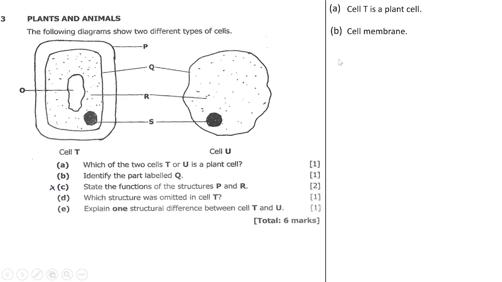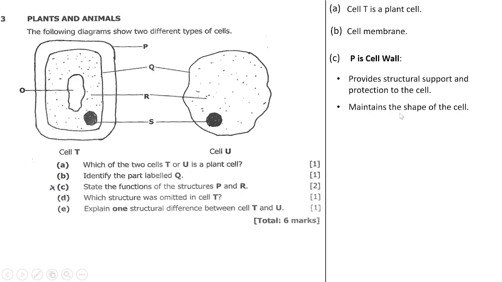Cell membrane. Then we come to C, which says state the functions of the structures P and R. So the function of the structure P and this R here. P is the cell wall. Let's talk about its function. It provides structural support and protection to the cell. We can also say that it maintains the shape of the cell. These are the 2 functions that the cell wall does.